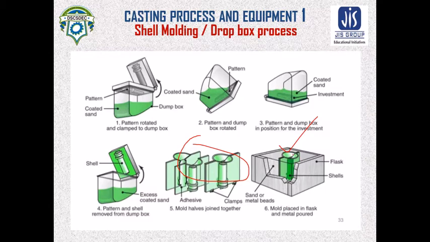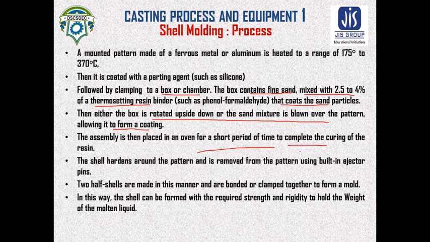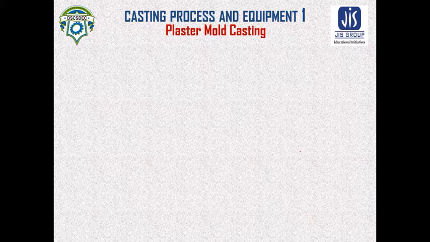Here in the mold, if we pour the material, then we can get the desired shape. So this is how shell molding or drop box processing can be done. Now, why drop box? Because the box is being turned upside down, the process is named the drop box process.